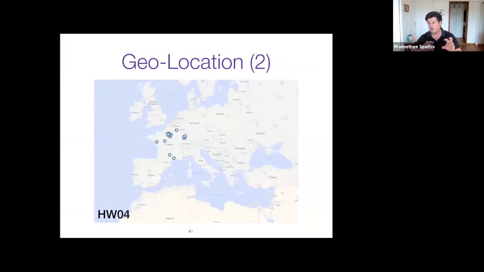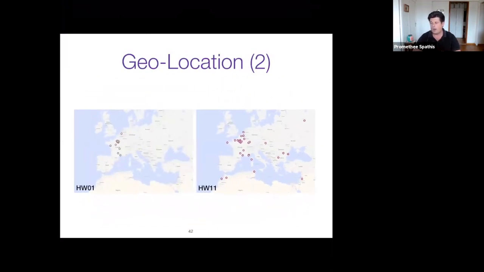So you may see the points moving. This is at the time that they submit their homework, where they've been. As you can see, from homework 1 to the rest, the points have somehow scattered across Europe. Here, just to make it more visual, I centered on Europe.